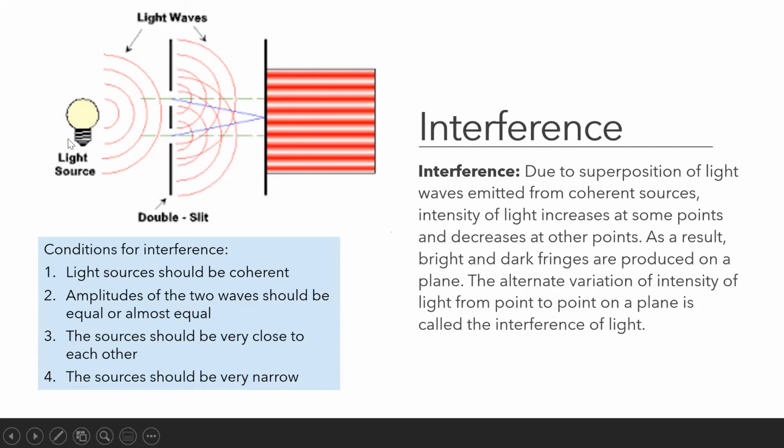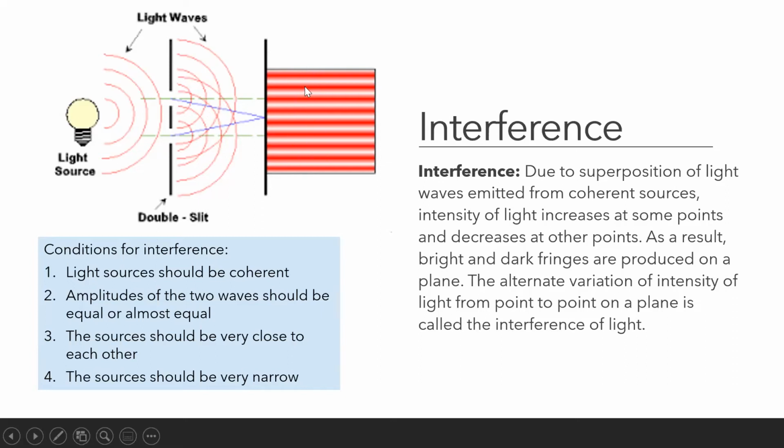Here you can see a light source, and the light coming from this source is made to pass through two slits which are kept close to each other. This figure is magnified. Actually, the slits are very narrow, but for us to see clearly, the image is magnified. So there are double slits in the screen, and the light rays coming from these two slits will superpose. Now, at a distance, if you keep a screen, this is the pattern we obtain on the screen.